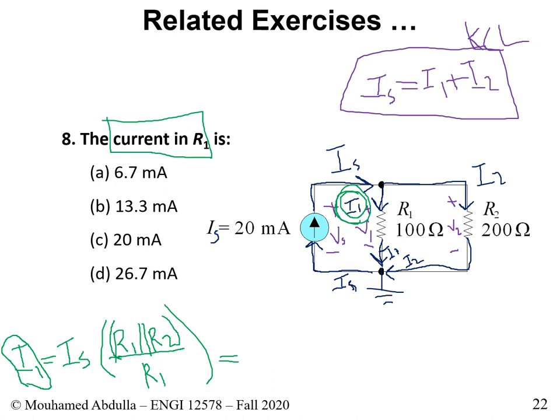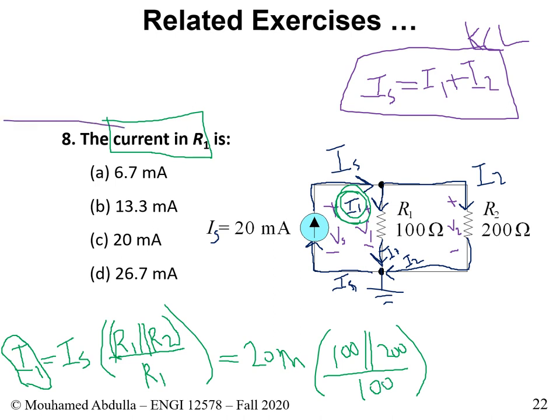So now let's just plug in some values. IS is 20 milliamp. For the ratio, we do R1, which is 100 ohm, in parallel with R2, which is 200 ohm, over resistor R1, which is 100 ohm. Okay, maybe we could open a sidebar here and figure out what is 100 in parallel with 200.